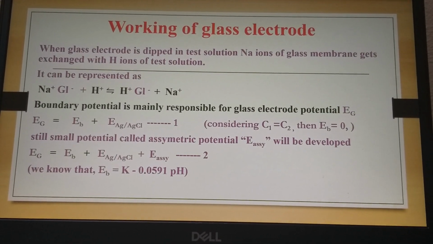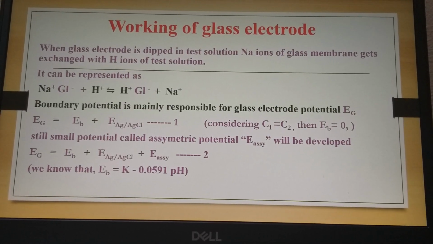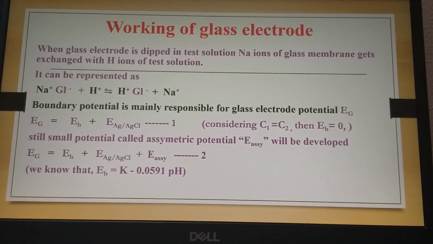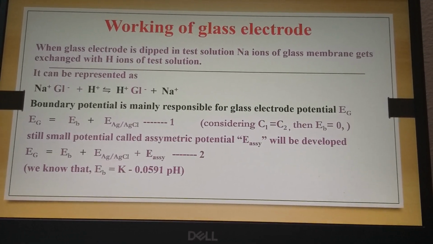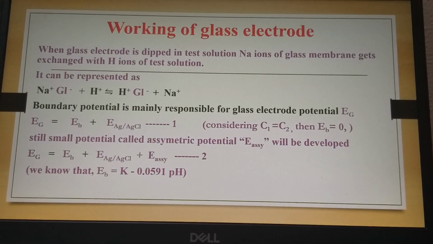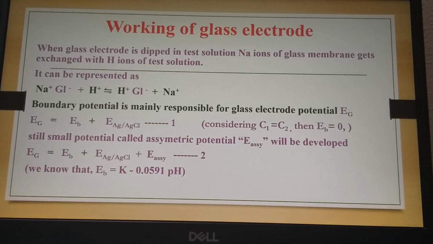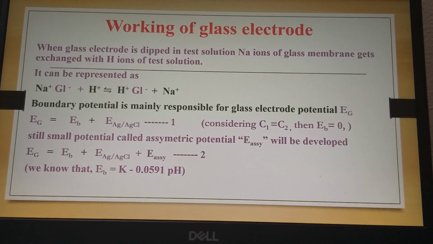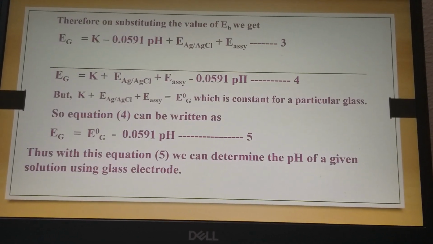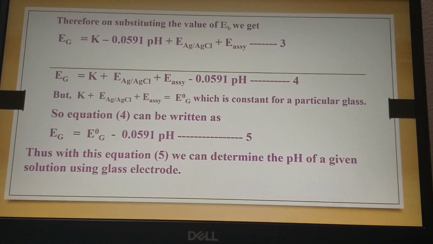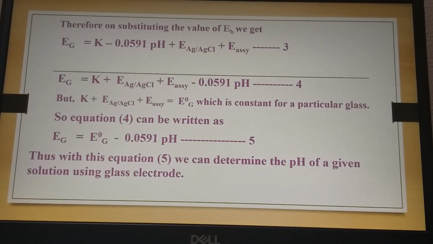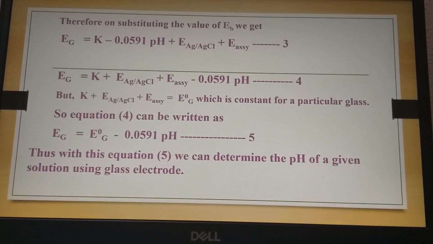So while writing the glass electrode potential, we should also consider the asymmetric potential, and then it will be the sum of the boundary potential plus the internal reference electrode potential plus the asymmetric potential. But from the principle, we know that boundary potential Eb is equal to K minus 0.0591 pH. Therefore, we can write Eg as K minus 0.0591 pH plus E AgAgCl plus E asymmetric potential.